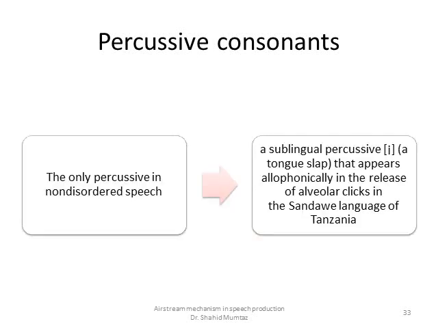The only percussive known to be used in non-disordered speech is a sublingual percussive. This symbol is an exclamation mark with an odd order, a tongue slap that appears allophonically in the release of alveolar clicks in the Sandawe language of Tanzania.